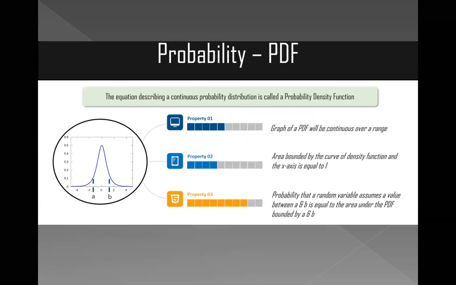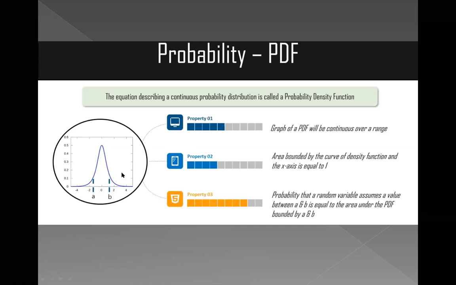So what is a probability density function? It is an equation that describes a continuous probability distribution. It's called the probability density function. Am I right? Yes. So a graph of a PDF will be continuous over a range. Look at this particular representation, the diagram. It's actually representing the probability density function, right?